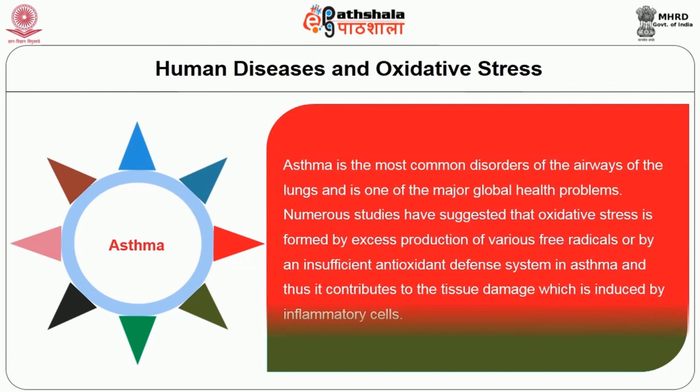And another disease which is related with the free radical problem is asthma. Asthma is one of the most common disorders in the airways of the lungs, and it is one of the major global health problems. Numerous studies have suggested that oxidative stress is formed by excess production of various free radicals or by an insufficient antioxidant defense system in asthma, and thus it contributes to the tissue damage induced by inflammatory cells.